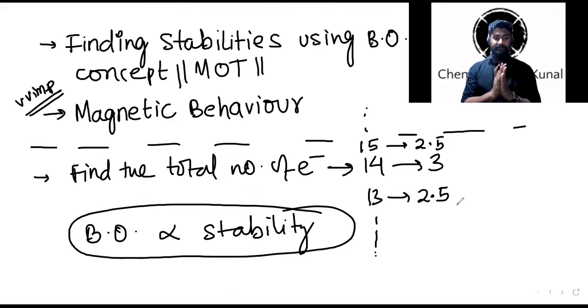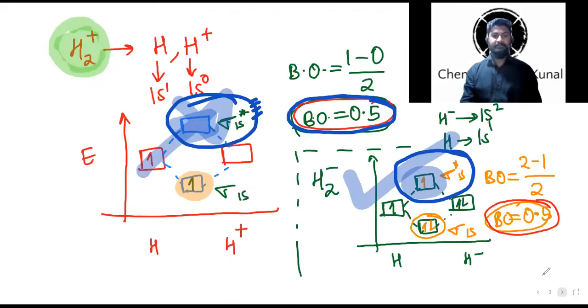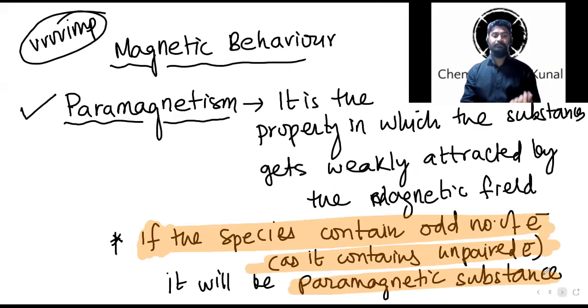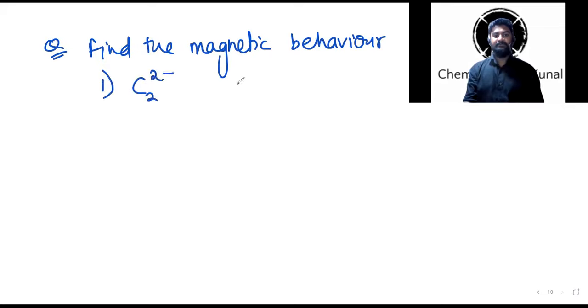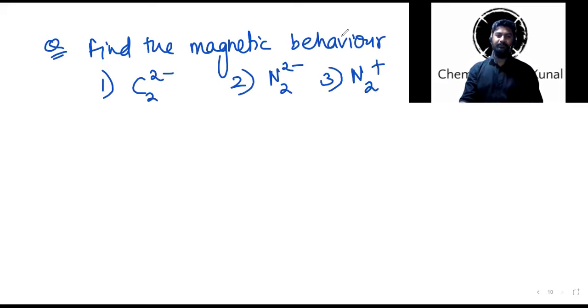With this, I'm pretty sure you can do any questions based on MOT, comparing stabilities, and these kinds of questions where we have to find the paramagnetic behavior. For example, I'll give you one or two questions on this. Find the magnetic behavior. First one, C2 2 minus. Second one, N2 2 minus. Third one, N2 plus. Suppose the question asks you to tell which of the following is paramagnetic and which is not. How to do it?